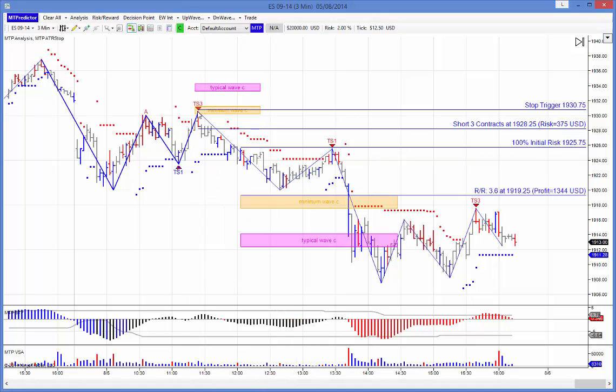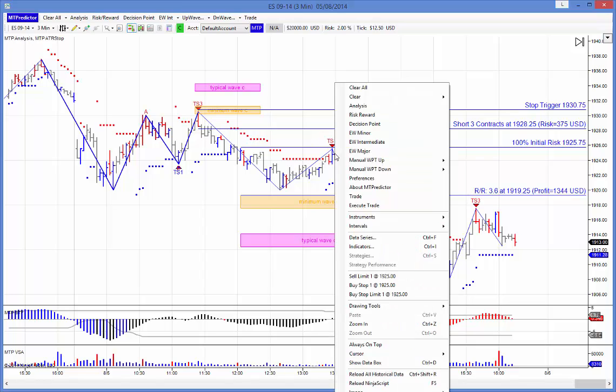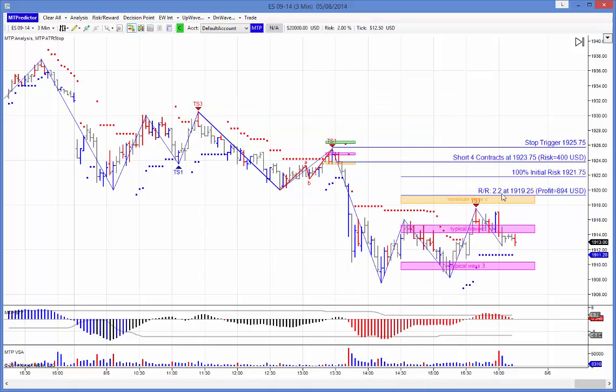There was then a TS3 sell setup. STF is black again, down into the first target there. STF is weak for plus 3.6R. You would have had an opportunity here to pyramid as well if you were a more experienced MTPredictor user, and that would add an additional profit as well.